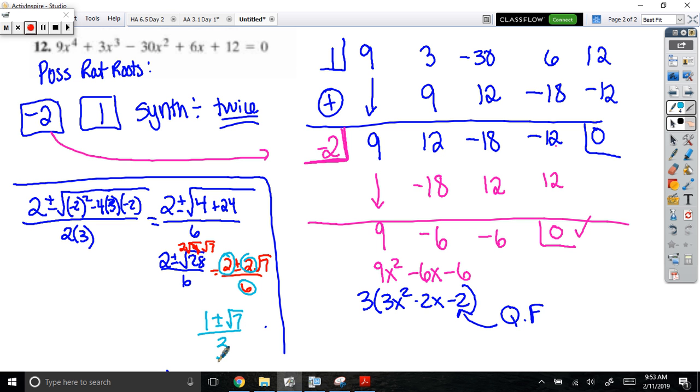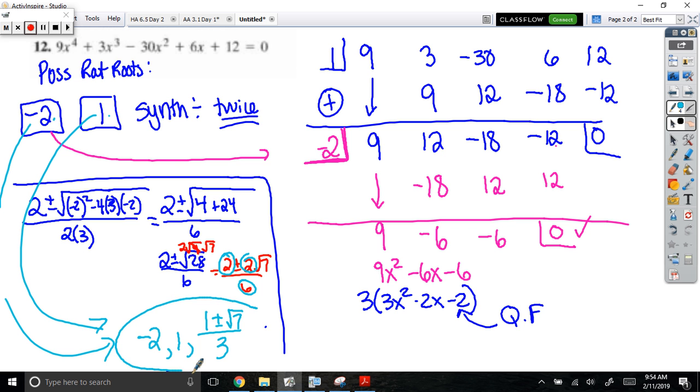And then don't forget about the two answers that you found up in the top. Bring them down as your final answer, so that should be -2, comma 1, comma 1 plus or minus the square root of 7 over 3. Remember, double check: 1, 2, and then this is 2 answers because of the plus or minus, which gets me 4. So now I have completed the problem. I hope that helps.